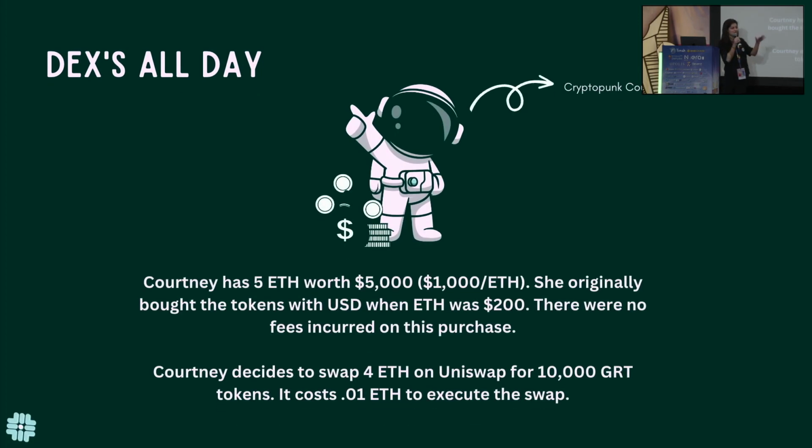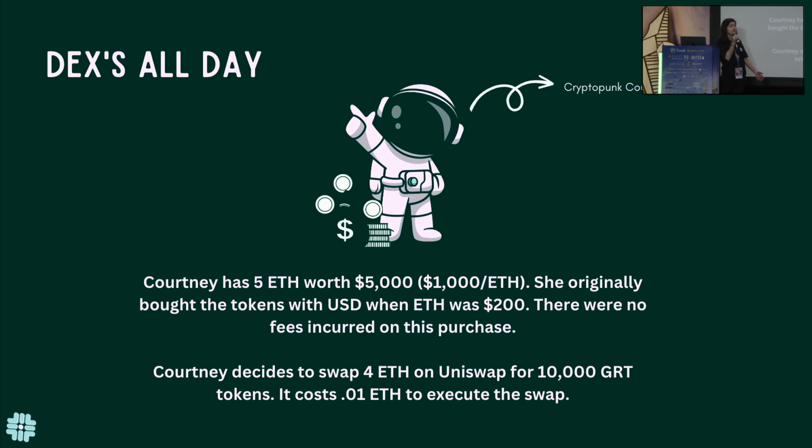Okay, so a step up in levels of complication is DEXs. I'm going to use Uniswap as an example here, and I'm specifically talking about any swapping or trading activity. I have an example, because I thought that would be more fun. We have CryptoPunk Courtney. She has 5 ETH, and they're worth $5,000. And so the fair market value is $1,000 per ETH. But she originally bought the tokens when ETH was $200, so her cost basis in each ETH is $200. And no fees were incurred on the original purchase.